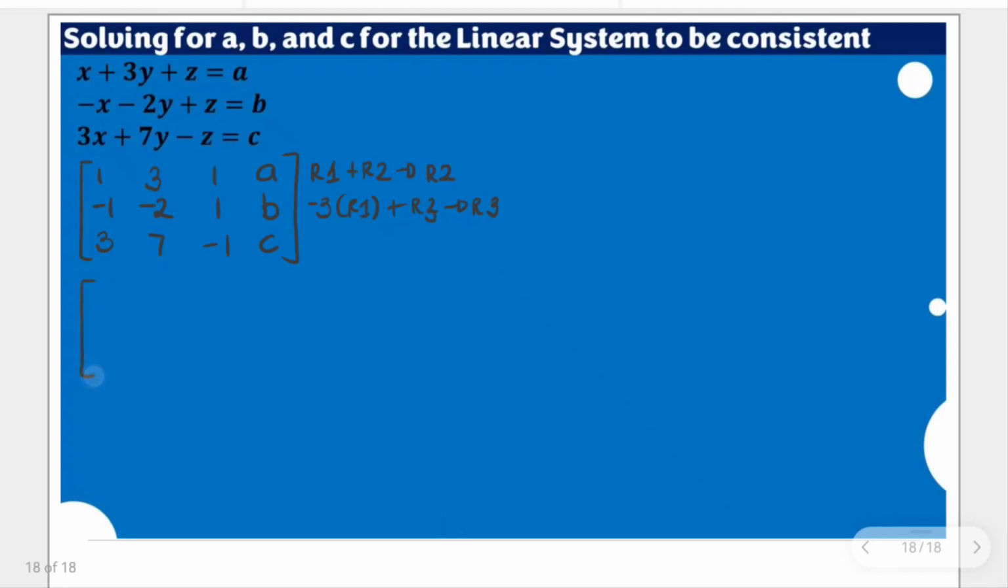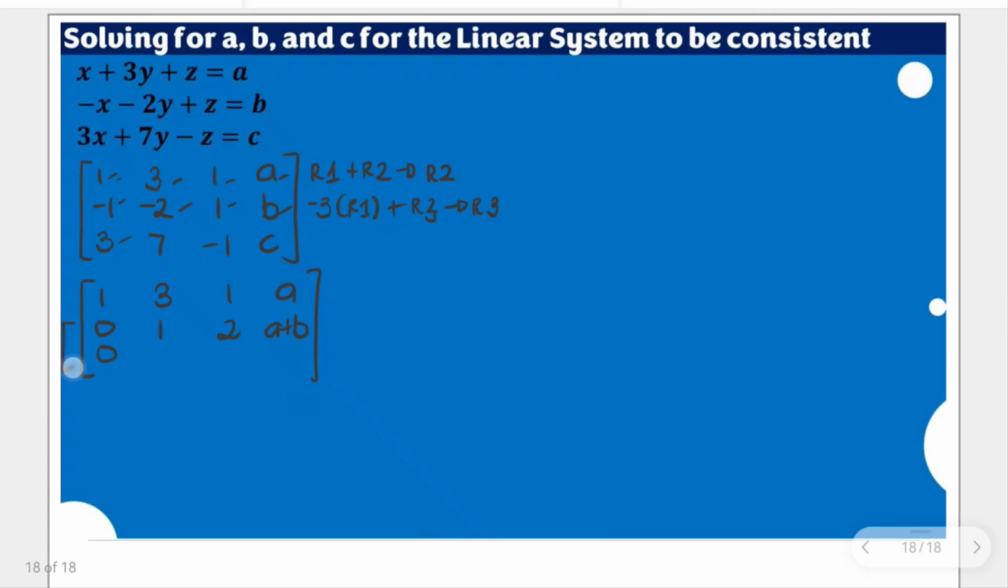So we have it here, 1, 3, 1, and then A for the first row. It was not changed. So let's have the next one here. R1 plus R2, 1 plus negative 1 is 0. Then 3 plus negative 2 is 1. 1 plus 1, 2. And A plus B, you have A plus B. Next, for the third row, negative 3 times 1 is negative 3 plus 3, 0.